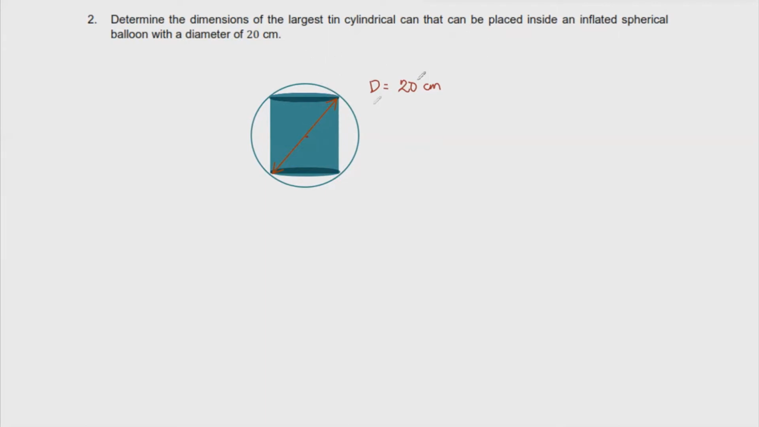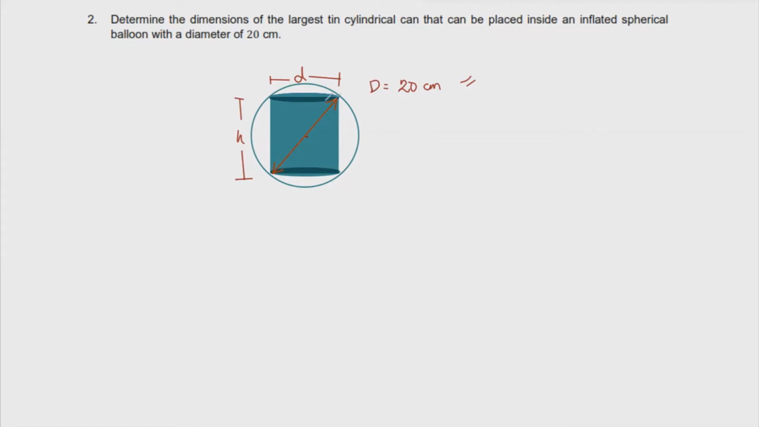So first things first, we know that the fixed value here is isa lang pala siya, diameter of the spherical balloon. So this one is constant, and the variable that we need to determine is the dimension of the cylinder, which are the radius or diameter. Let's just use diameter. So the diameter of our cylindrical can, and of course its height. Okay, so yun yung ating mga variables na need to be determined.